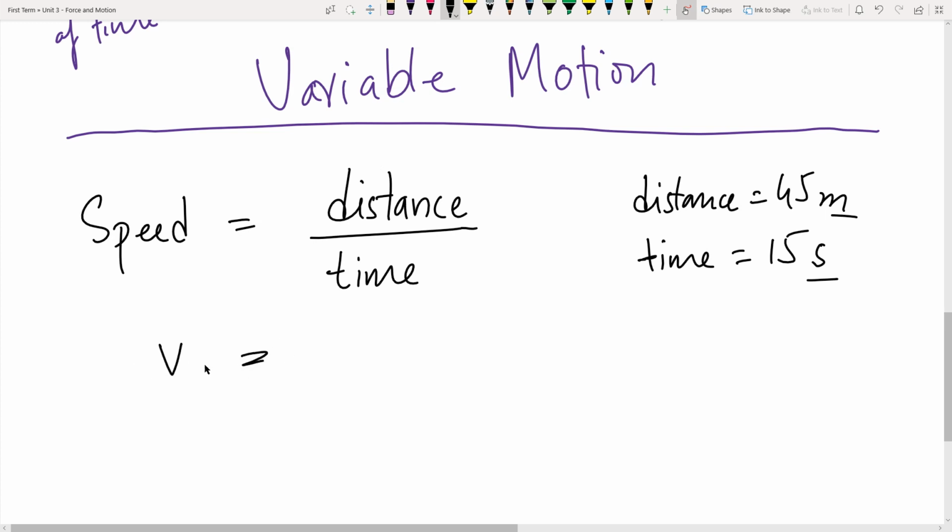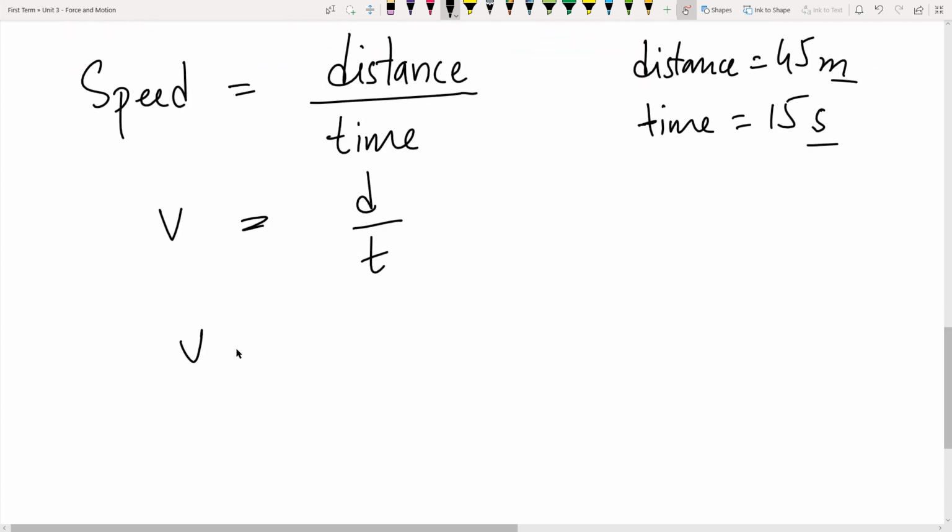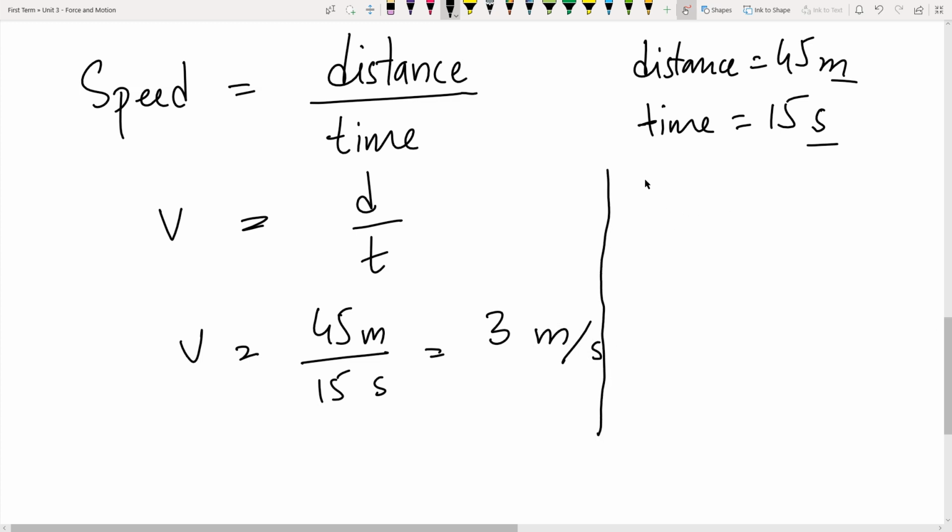I am going to represent speed as v. There are several ways to give symbology to this, but I'm simply going to represent speed as v, distance as d, and time as t. So over here, speed is going to be 45 meters divided by 15 seconds, which is 3 meters per second. So what is the unit of speed? That is going to be meter per second. At this point, I'm going to write the units.